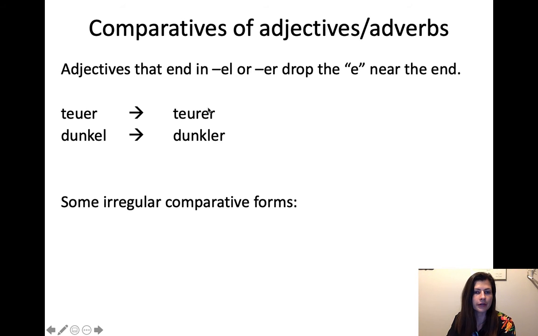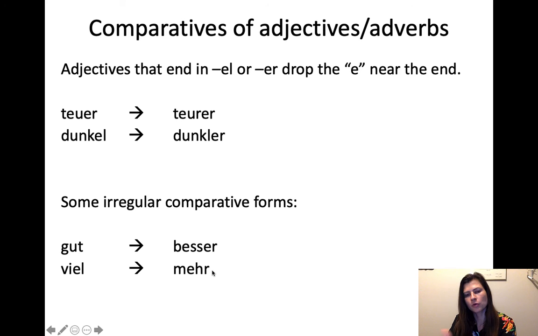And then some are irregular. Some English has irregular ones as well. So gut, besser, good, better. Viel and mehr. So viel means a lot or much. And then mehr means more, like a larger amount. So they look very different, but it's like large amount, even larger amount, a lot, more a lot, or just more. Hoch, höher. Hoch means high or tall, like tall buildings or hoch.